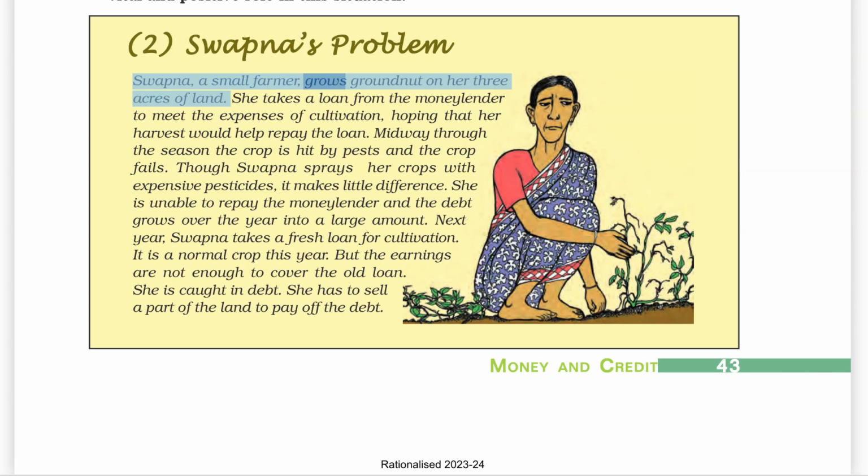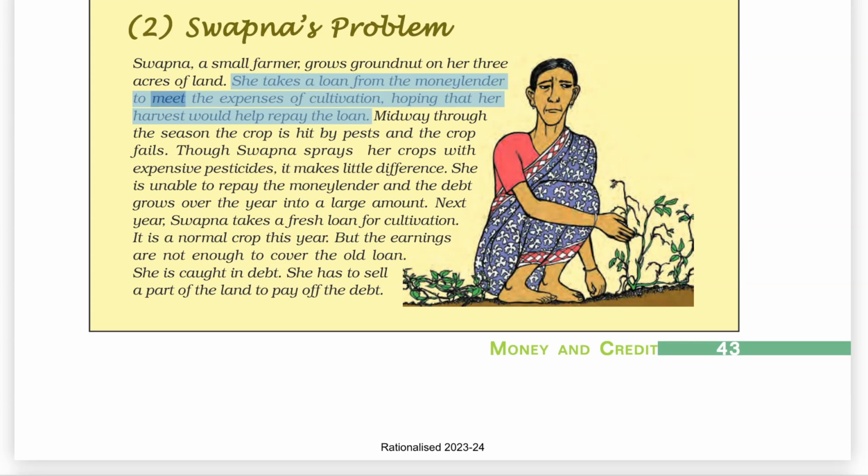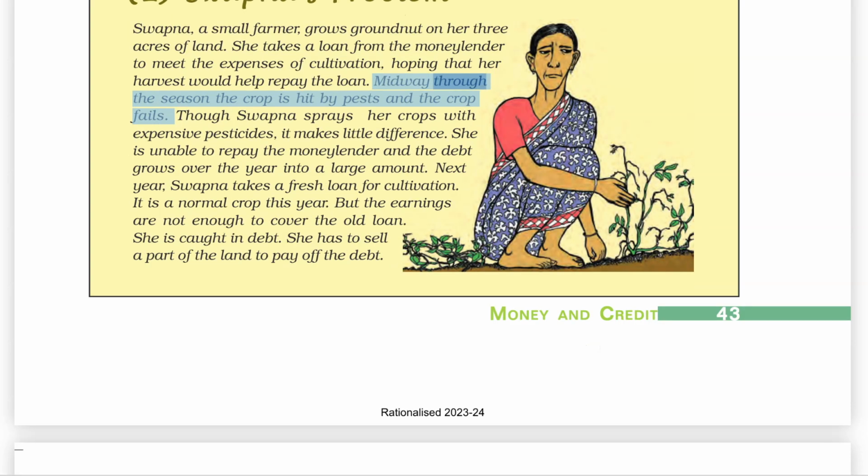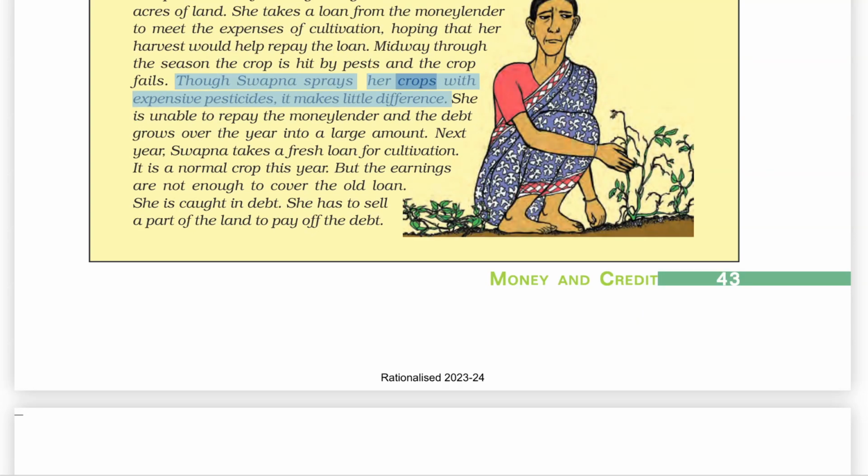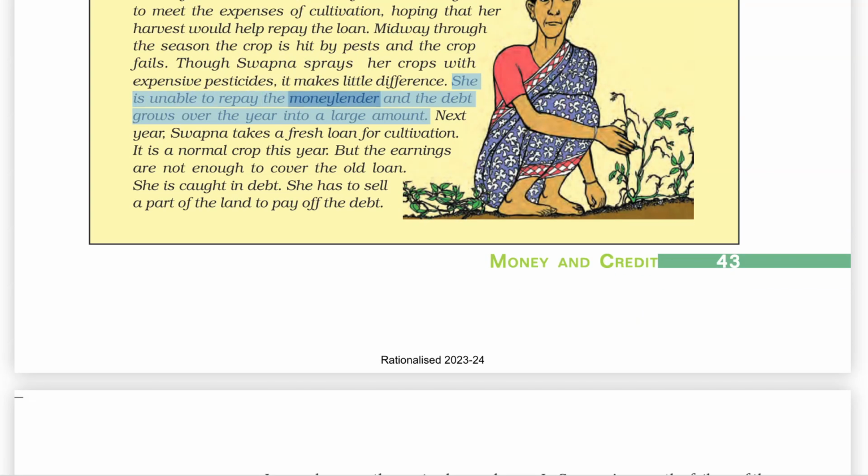Swapna, a small farmer, grows groundnut on her 3 acres of land. She takes a loan from the moneylender to meet the expenses of cultivation, hoping that her harvest would help repay the loan. Midway through the season, the crop is hit by pests and the crop fails. Though Swapna sprays her crops with expensive pesticides, it makes little difference. She is unable to repay the moneylender, and the debt grows over the year into a large amount.